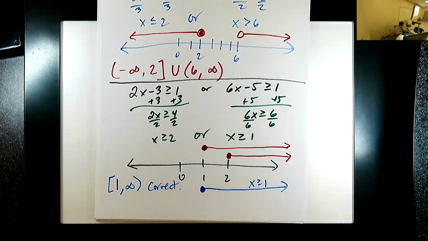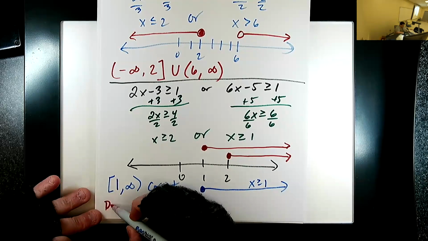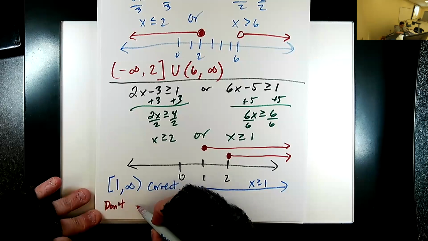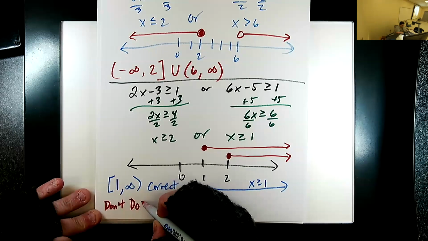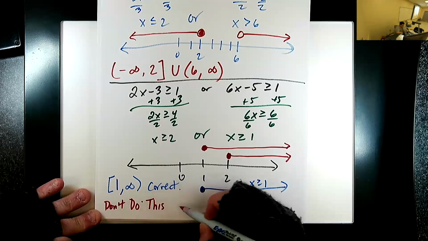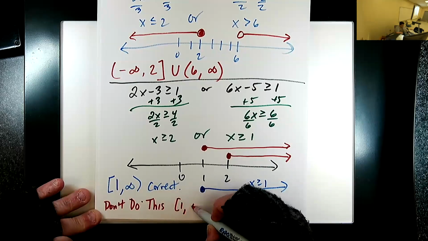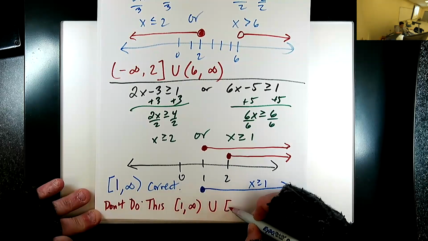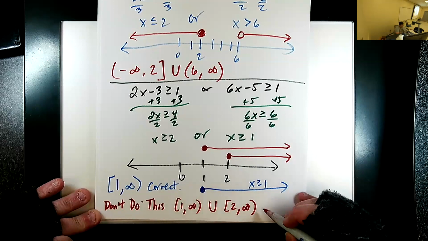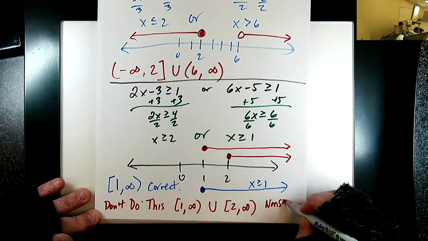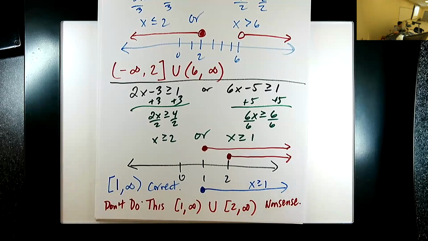If one of you did this, don't do this. Don't say 1 to infinity in union with 2 to infinity. This is nonsense. The union sign is designed to represent areas that are different, and these areas are not different.